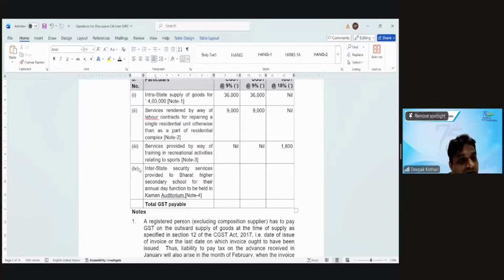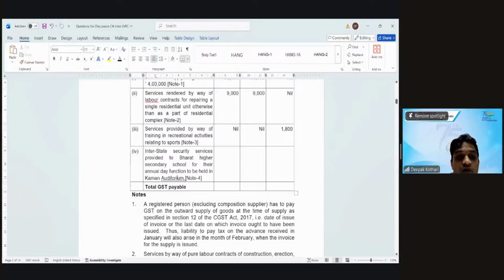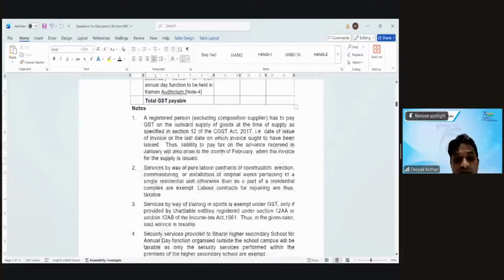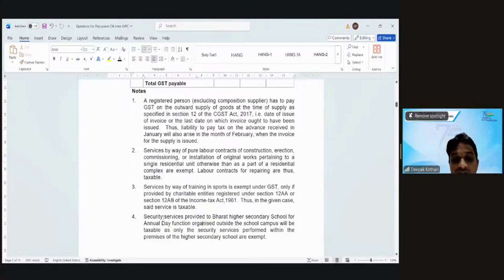Right. Somesh is giving the correct answer, that it is outside the school auditorium. So this will be taxable. Note 4 says that security services provided to Bharat Higher Secondary School for an annual day function, which is organized outside the school campus, will be taxable. Why? Only the security services performed within the premises of the higher secondary school are exempted.